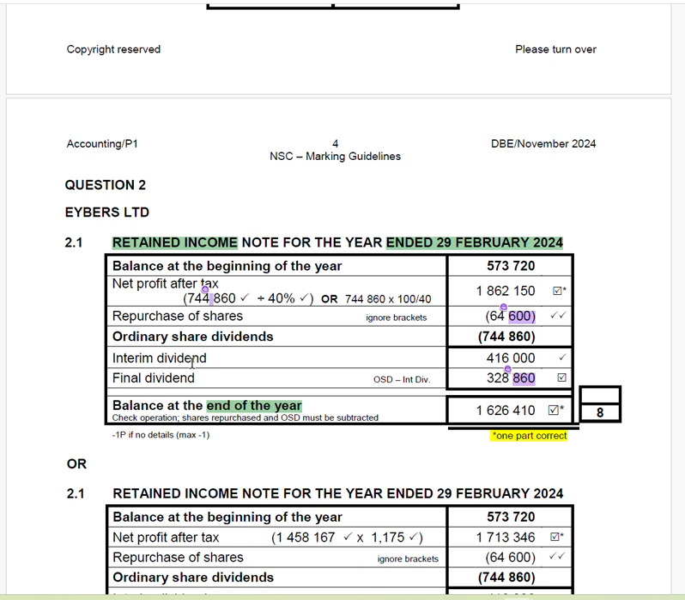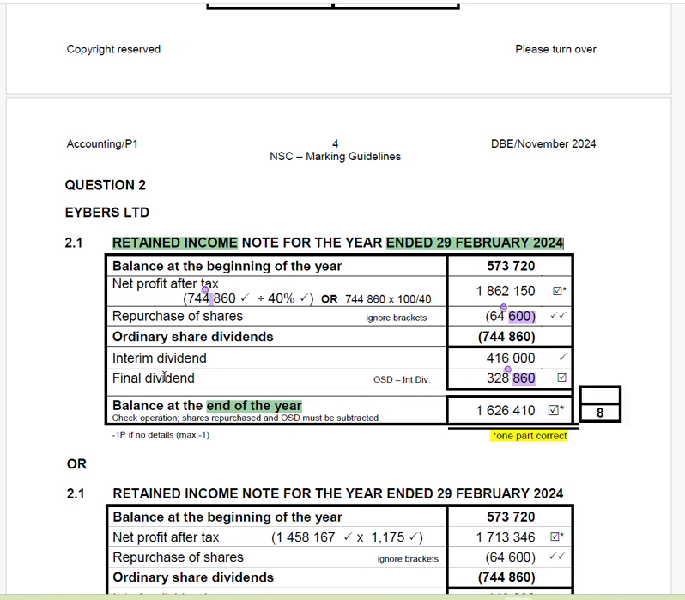Now, interim dividends, we are provided the amount of 116,000 already in our scenario. So you just bring it in. Just by bringing it in, you're getting a mark, which was very lenient of the examiners for them to give you a mark for bringing in the amounts that you were already provided.